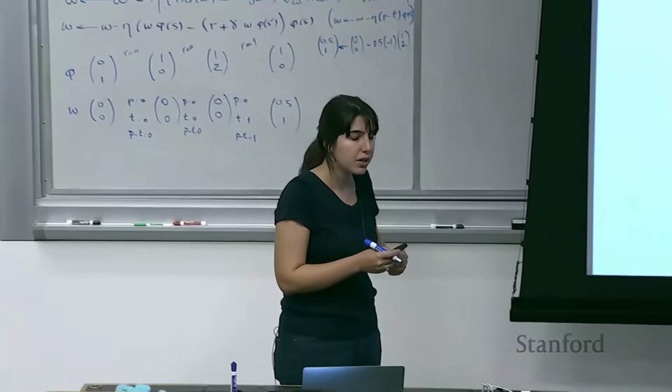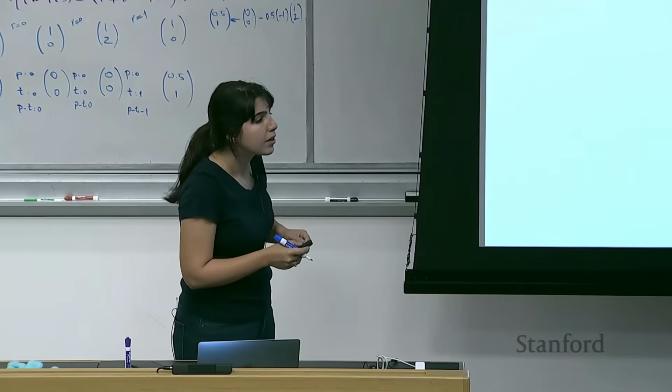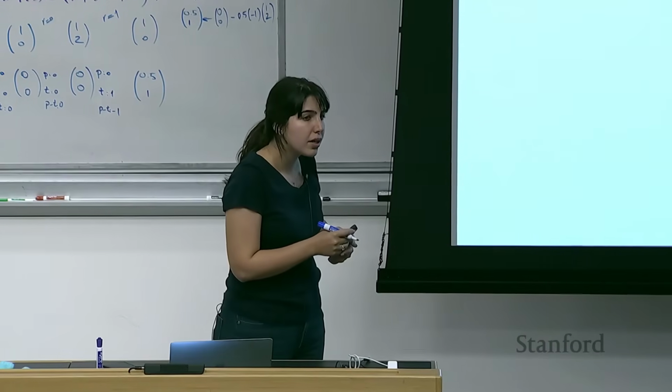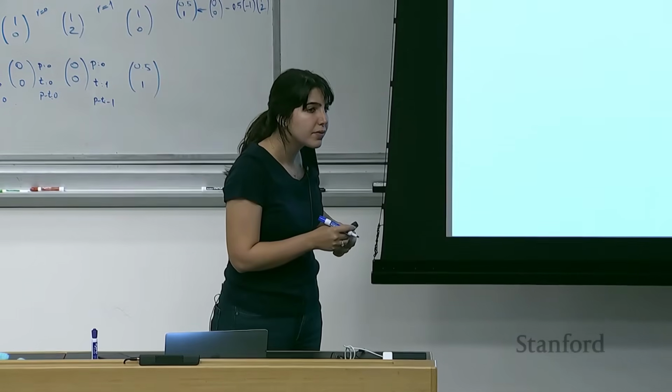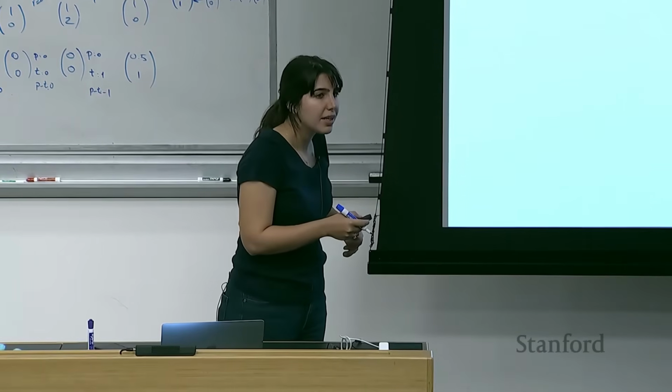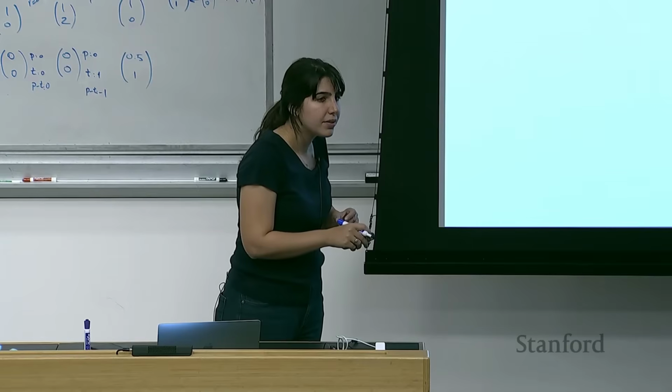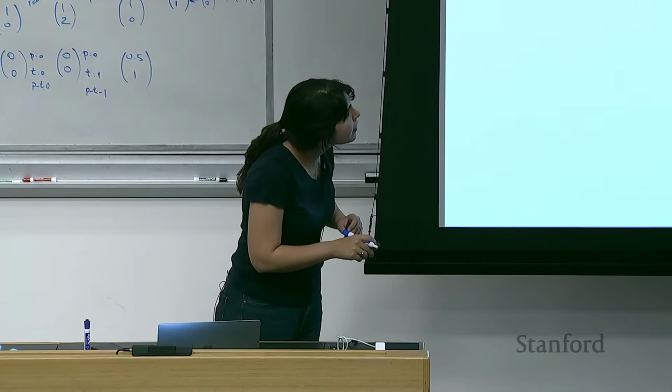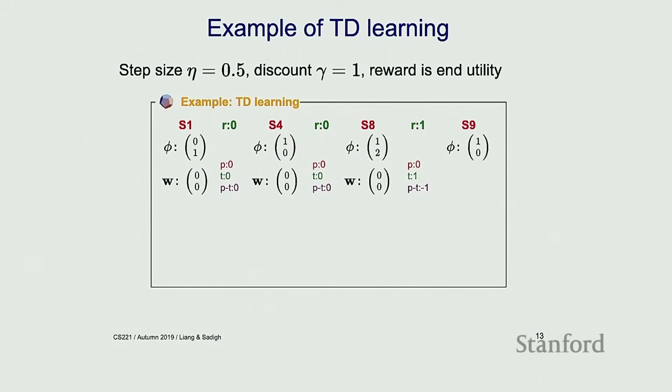Next question. Two questions. If you initialize your weights to not be zeros, would you update throughout instead of just at the end? Yeah. And the second question is, S4 and S9 have the same feature vector, but you said S4 is an end state. This is a made-up example, so don't think about this example too much. Is it possible to have an end state and a non-end state have the same feature vector, or no?